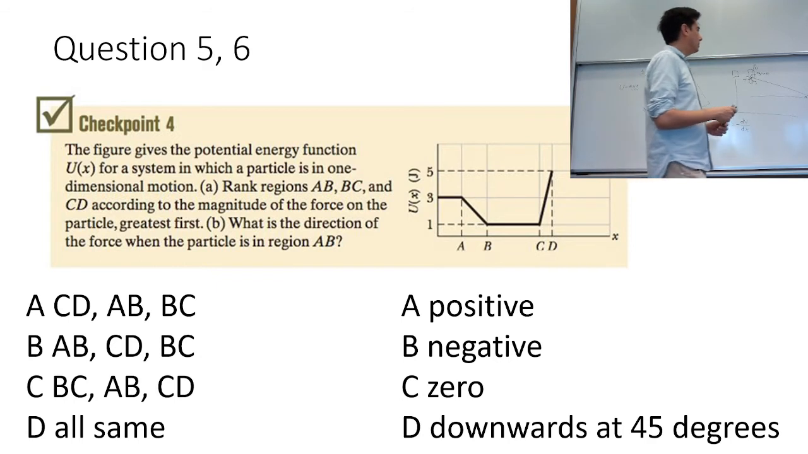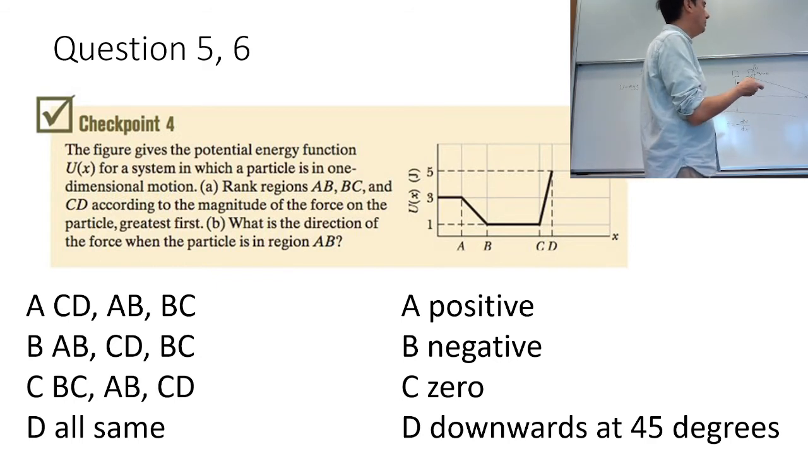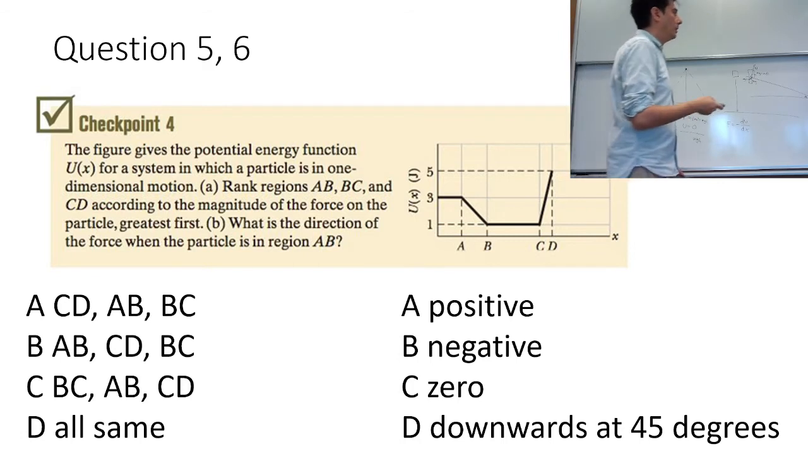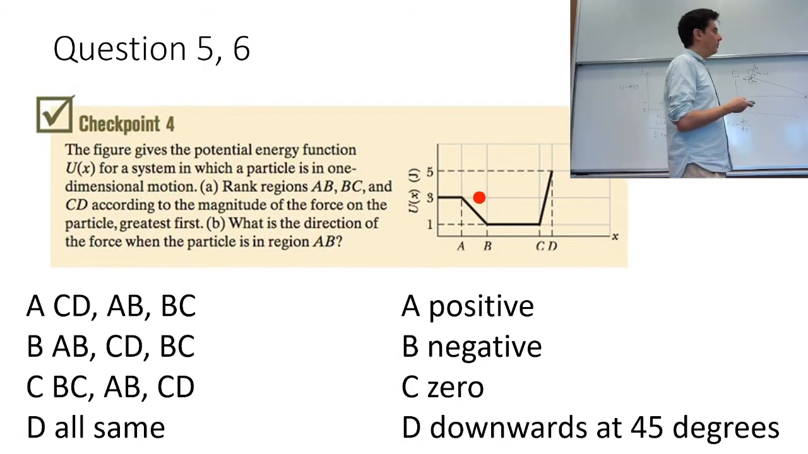do this question. The figure gives potential energy function U(x) for a system in which a particle is in one-dimensional motion. Rank the regions AB, so this bit, BC, this bit, and CD, according to the magnitude of the force on the particle, greatest first. So this is the magnitude of the force. Which one of these has the largest force?